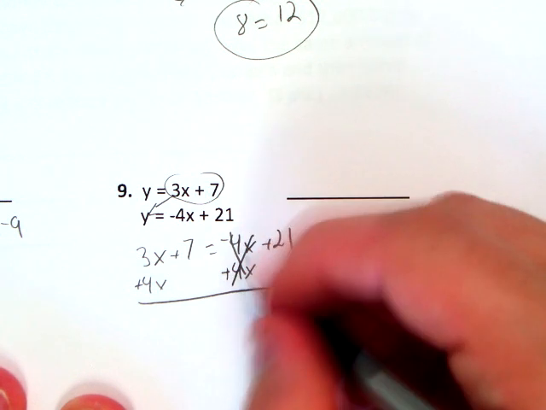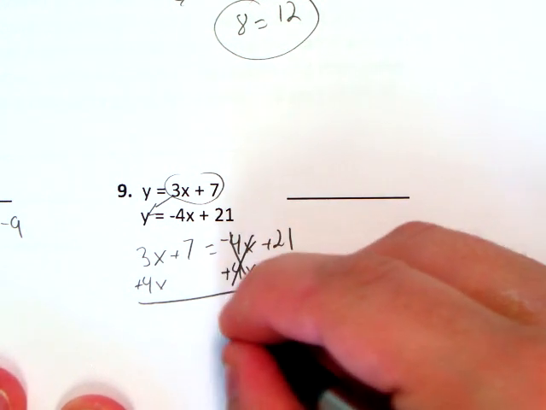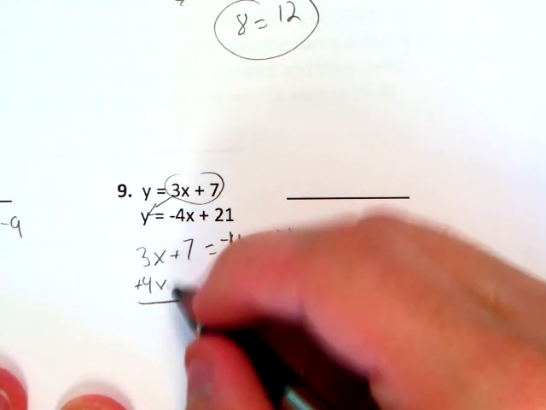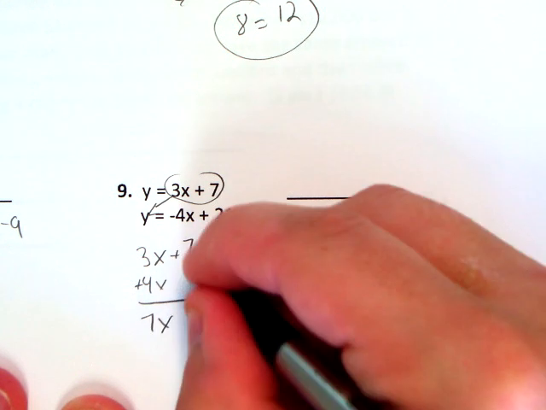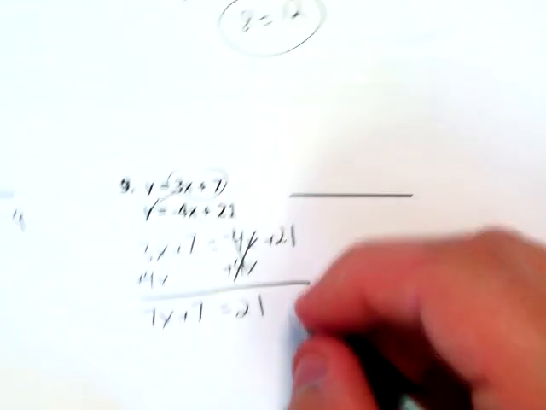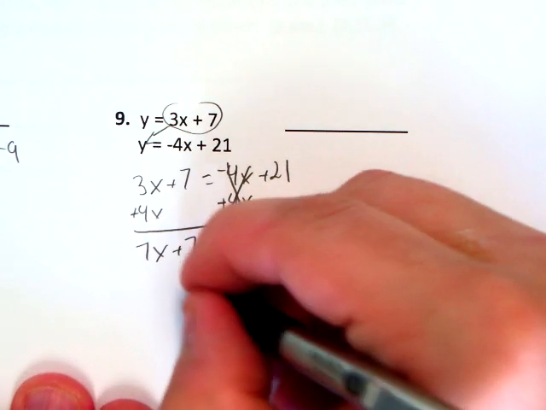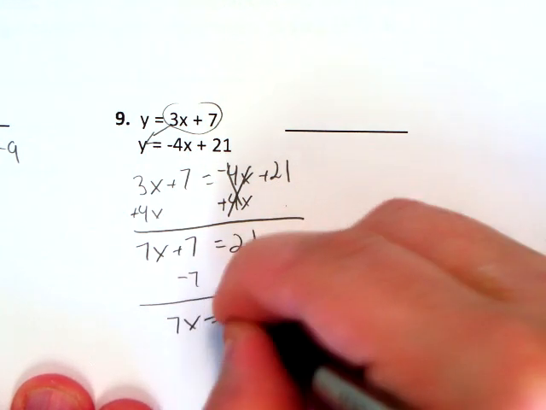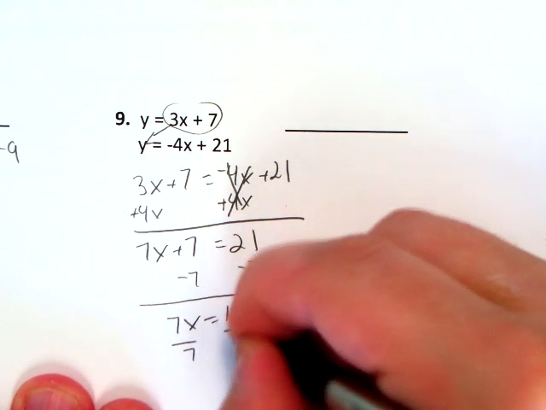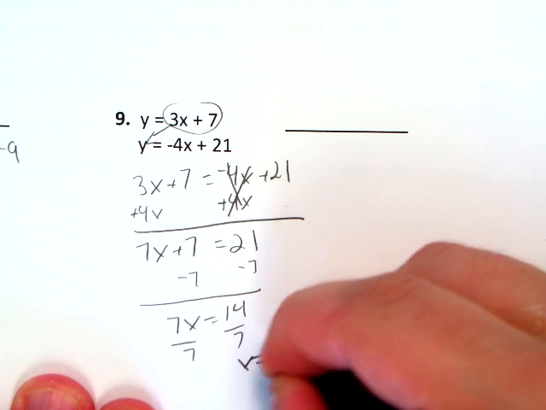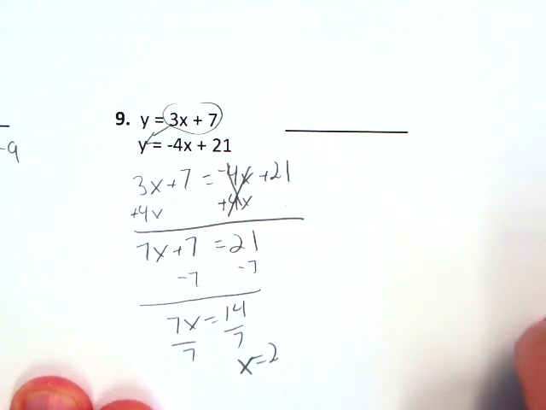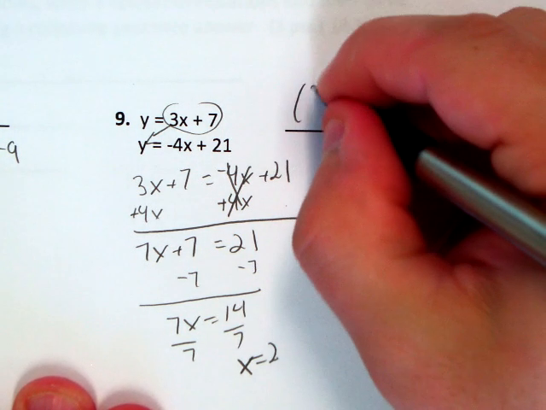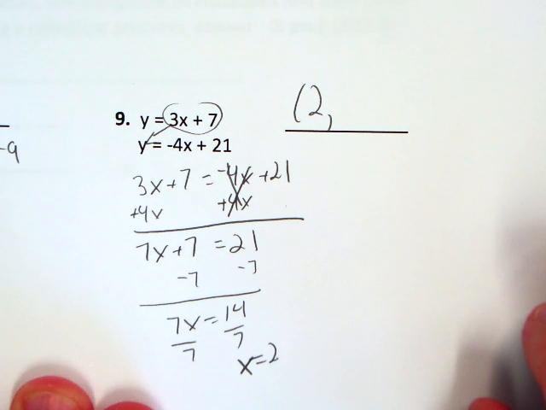Over here, I create a 0 pair, so that's gone. I'm left with just 21 on the right side. 3x plus 4x is 7x plus 7 equals 21. If I subtract 7 from both sides, I now have 7x equals 14. Divide both sides by 7, I get x equals 2. So the first part of my solution is 2.